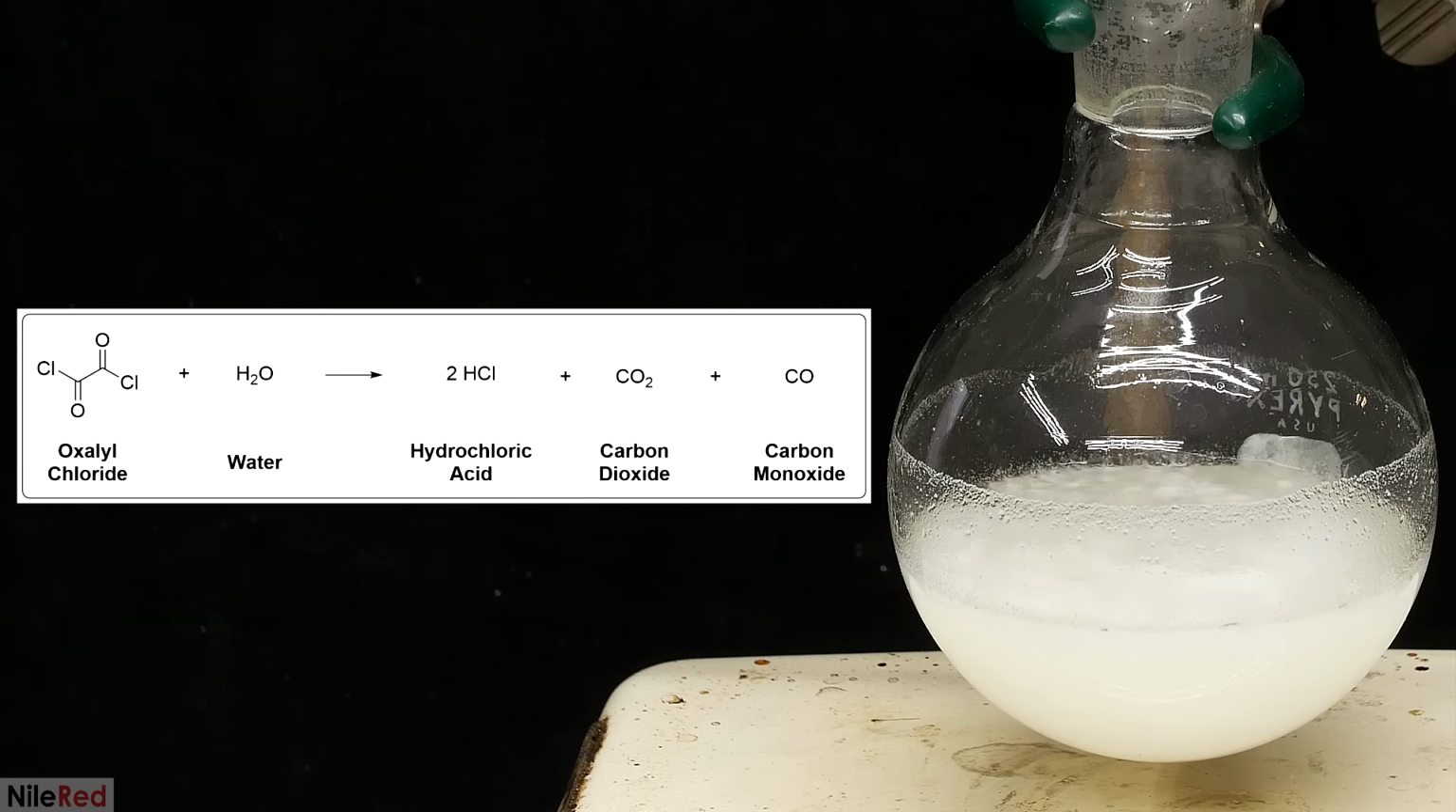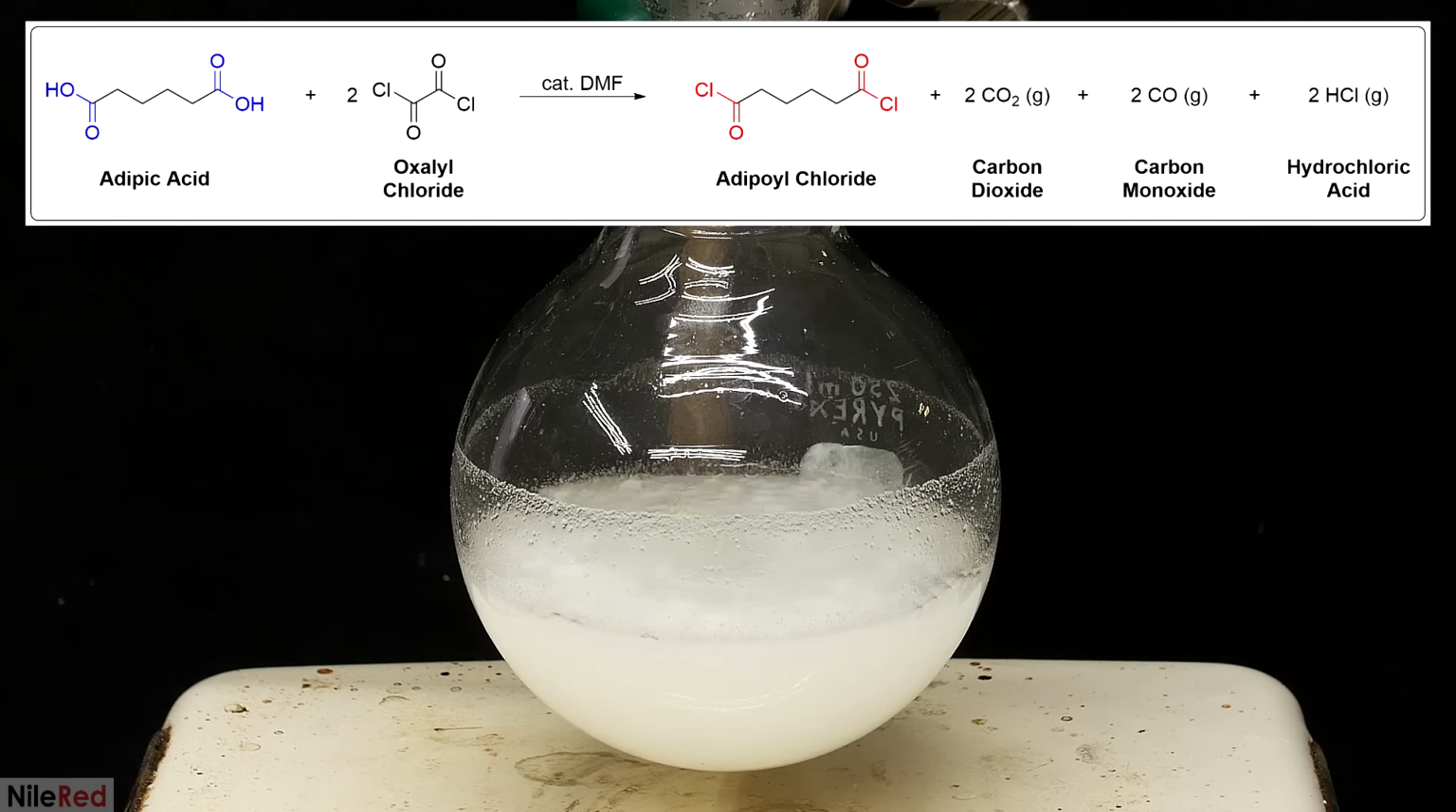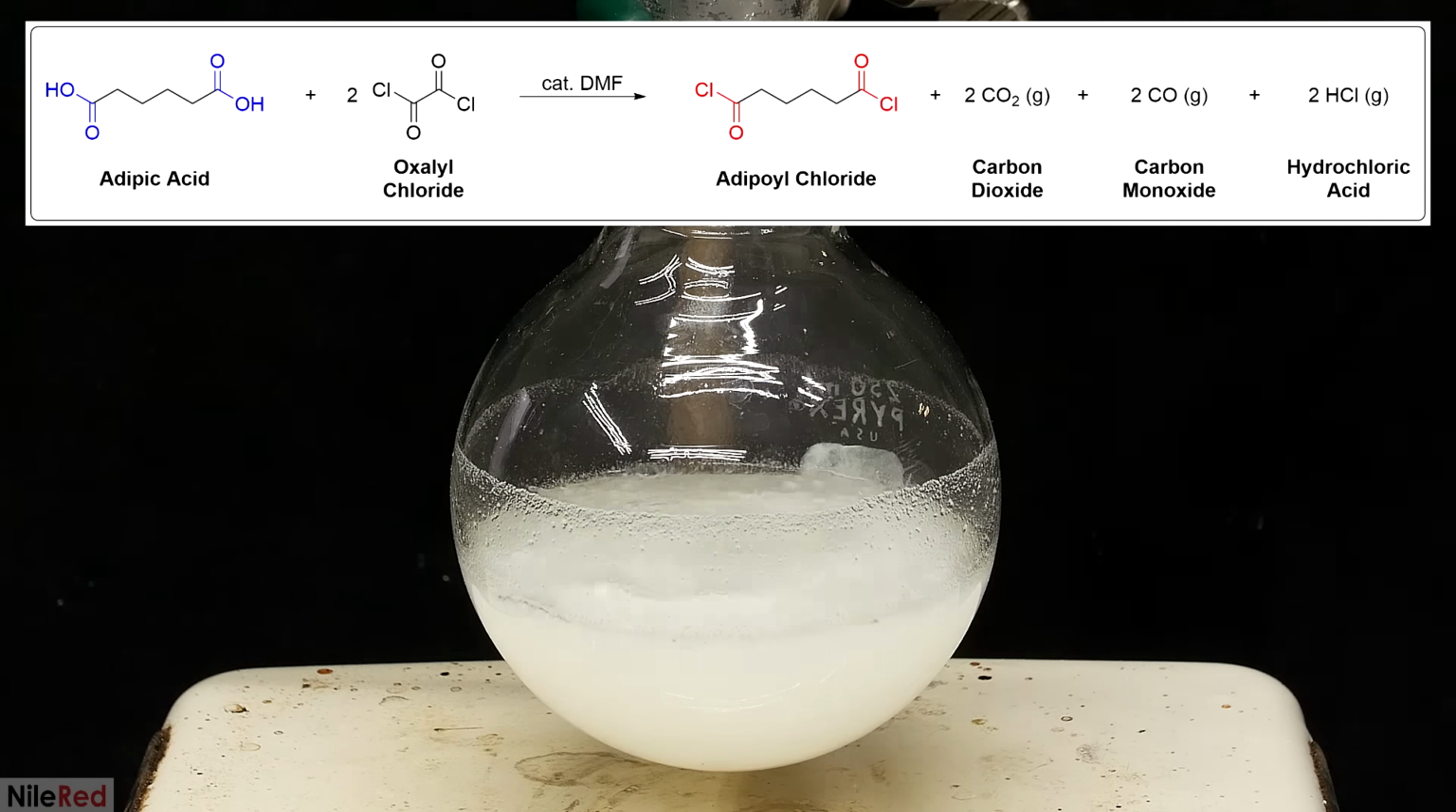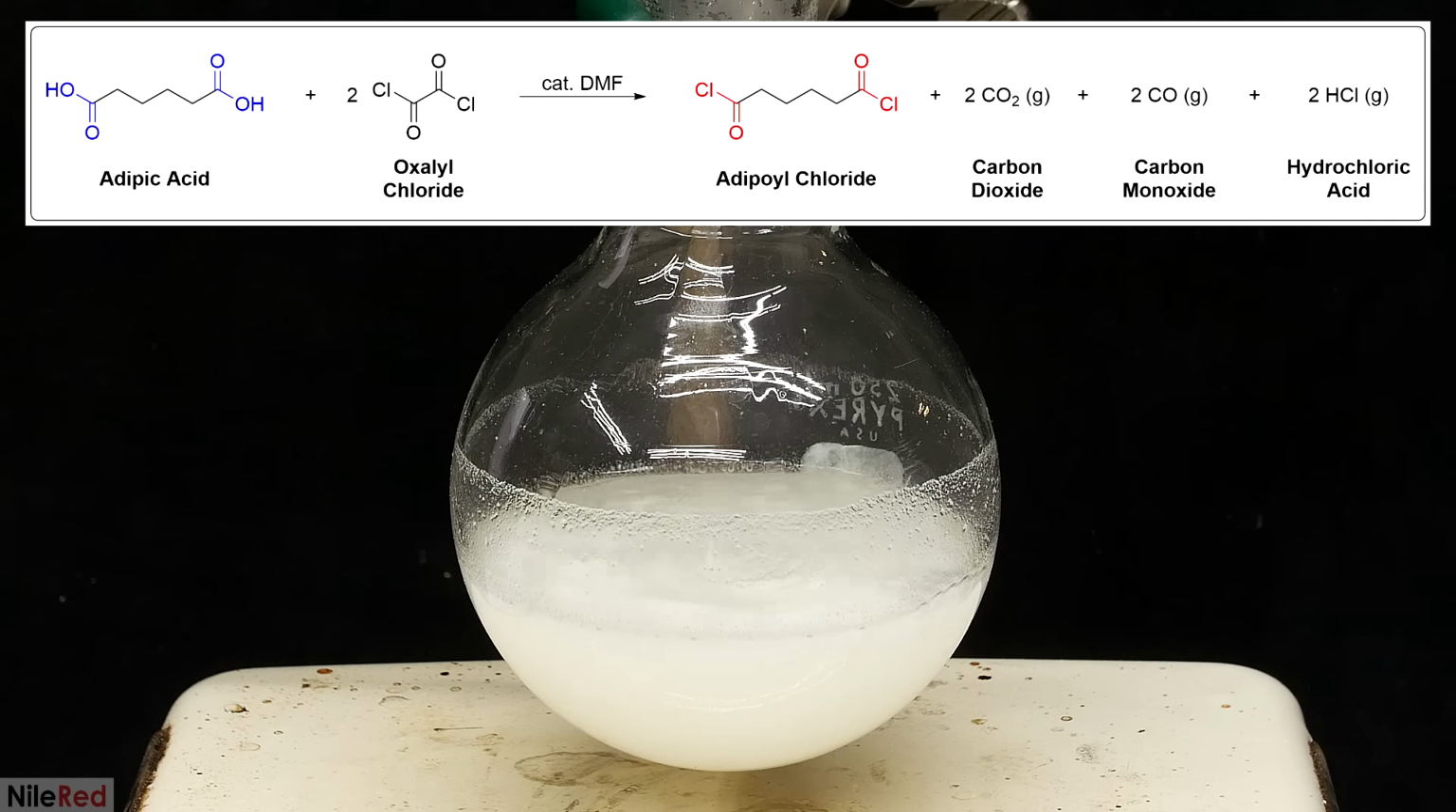Anyway, as I said, the initial reaction is just with water, which produces hydrochloric acid gas, carbon monoxide, and carbon dioxide. Once it reacts with most of the water and gets rid of it, it will start to do what we actually want it to do, which is react with the adipic acid. When it does, it will convert the carboxylic acid groups to acyl chlorides and lead to the formation of adipoyl chloride. It will also produce carbon dioxide, carbon monoxide, and hydrochloric acid gas as side products.